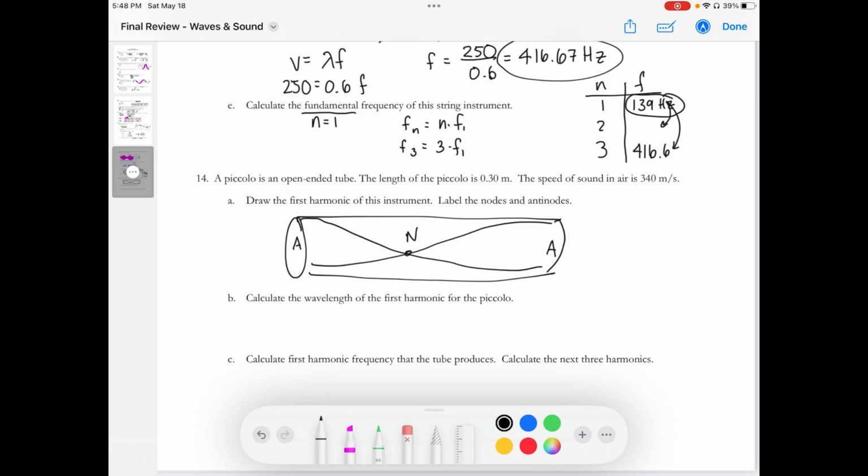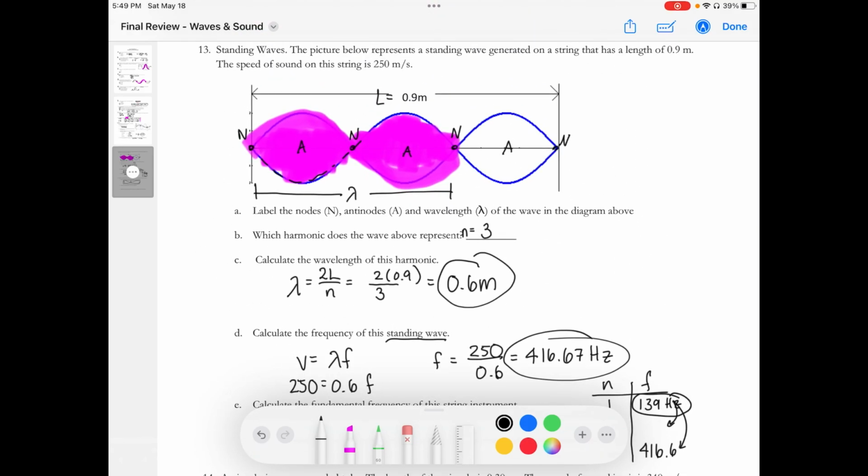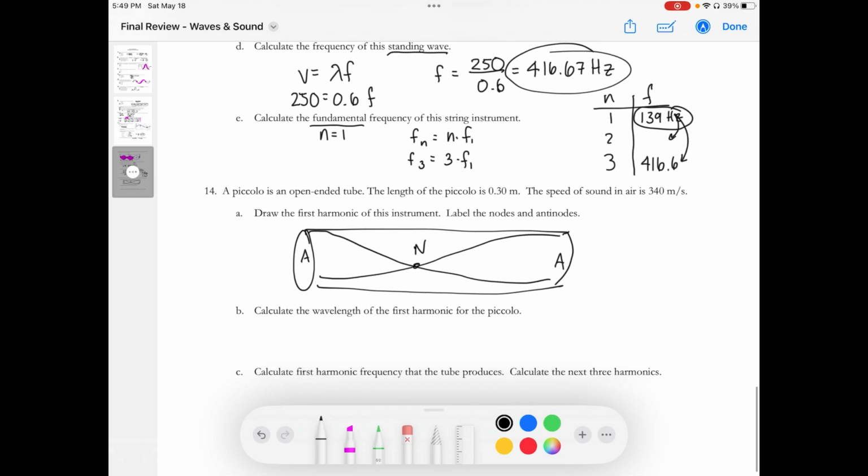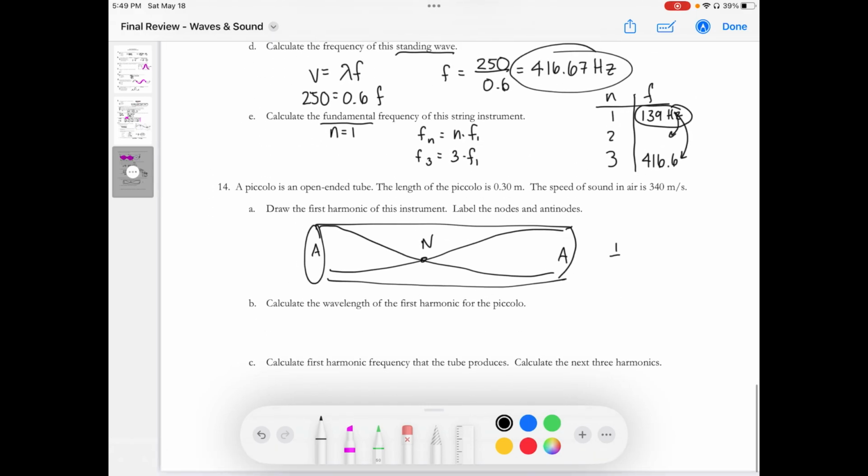Tube instruments have the same exact patterns, still nodes and antinodes, except that there's antinodes on each end because that's where it's open to the air. To point it out, string instruments have nodes on each end because like maybe this is a guitar string, so you put your finger right here and there's the bridge of that instrument. This is the first harmonic because I have a half antinode on the left, a half antinode on the right to make one complete antinode.